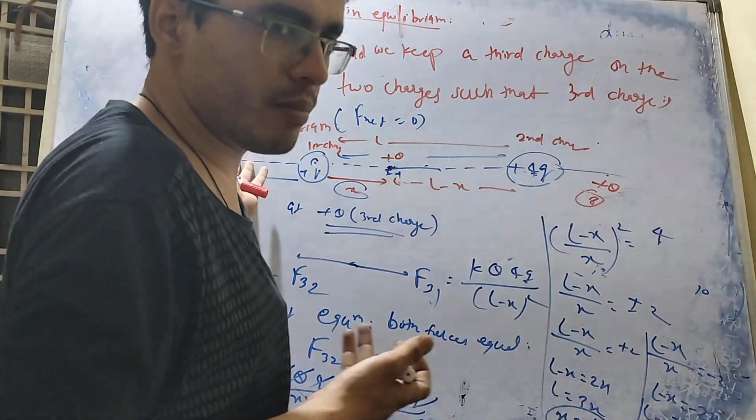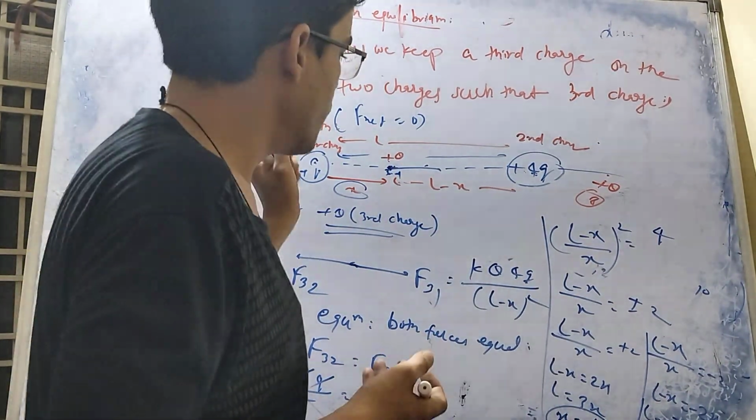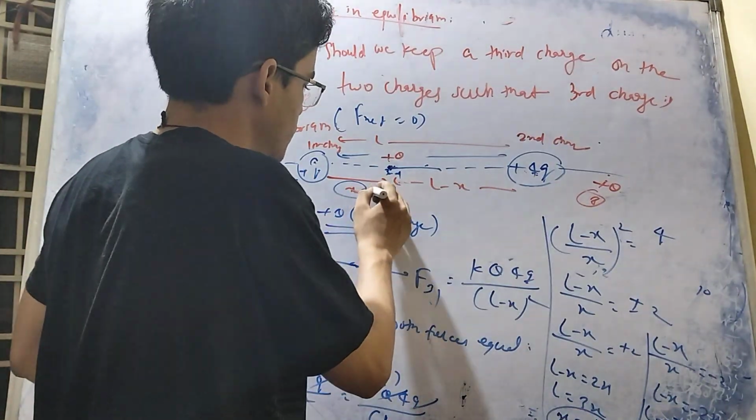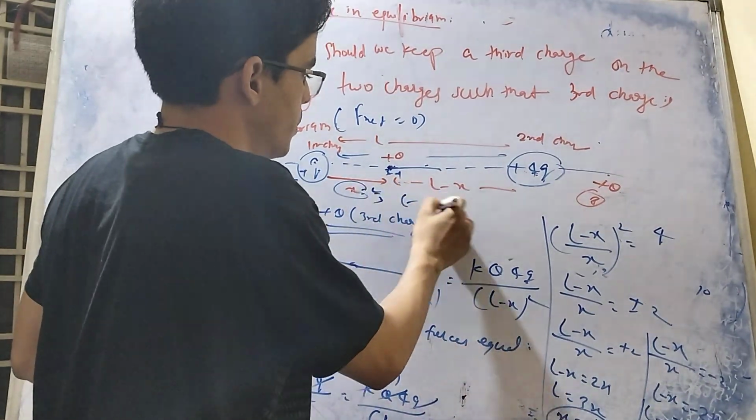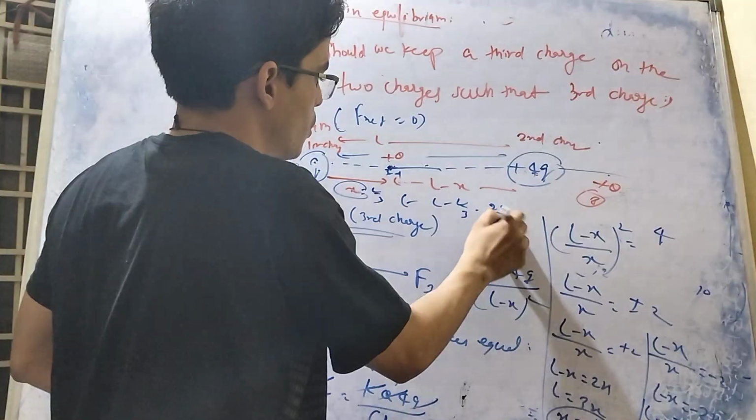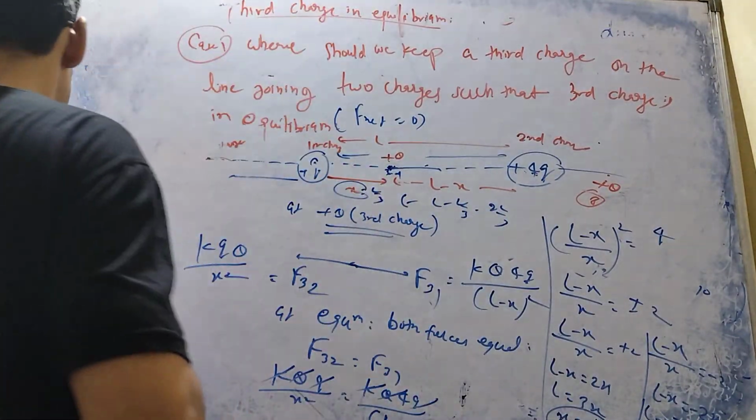I told you at that time that the force here will not be this, right? So here what is x? L by 3. This will be L by 3. Yes. So this will be L minus L by 3, this will be 2L by 3. So what are we telling?